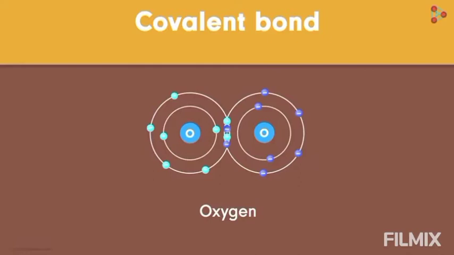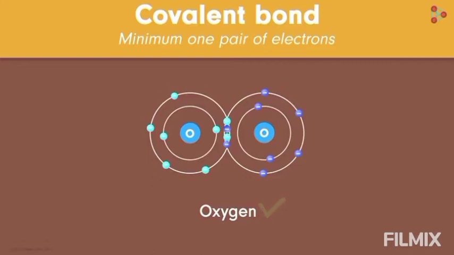So, what type of bond is formed here? Here you can see 2 pairs of electrons are shared, so we can say that this is a covalent bond, since a minimum of 1 pair of electrons has to be donated or shared for forming a covalent bond. So, oxygen also forms a covalent bond.